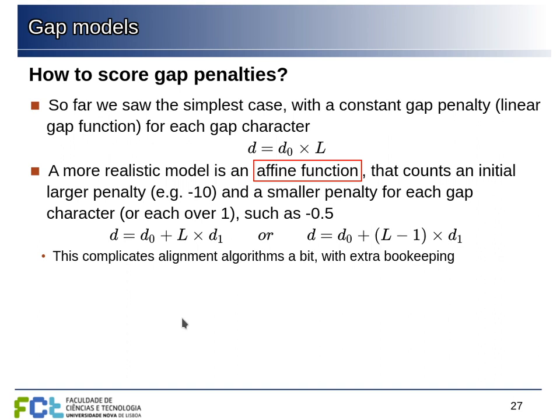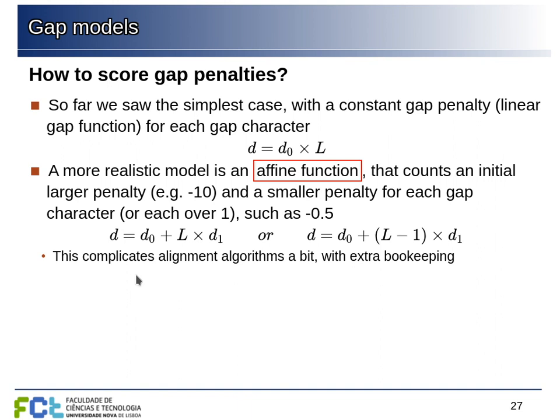So if we have a part of the sequence where we have 3 gap symbols in consecutive positions, then we would use a small number multiplied by 3, for example, minus 0.5, but then add a large constant penalty, for example, minus 10, just because we have an insertion or deletion there. Now, this complicates the alignment algorithms a bit.